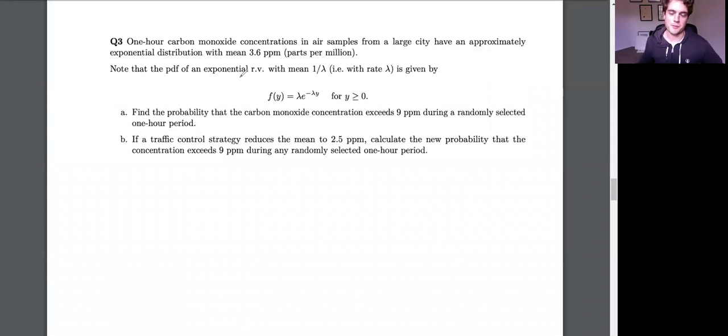Okay, so part B is very similar to part A, but all that really changes is that now we have a different mean for our exponential distribution. So part B is: if a traffic control strategy reduces the mean to 2.5 parts per million, calculate the new probability that the concentration exceeds 9 parts per million in any randomly selected 1 hour period. So we're going to have Y being this random variable, the random concentration of carbon monoxide during a randomly selected 1 hour period, except now Y is going to have this mean of 2.5 parts per million. So we want to calculate the probability of the same event, that is the probability that Y is greater than or equal to 9.